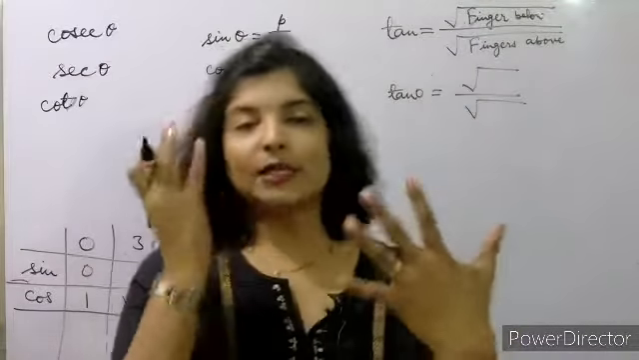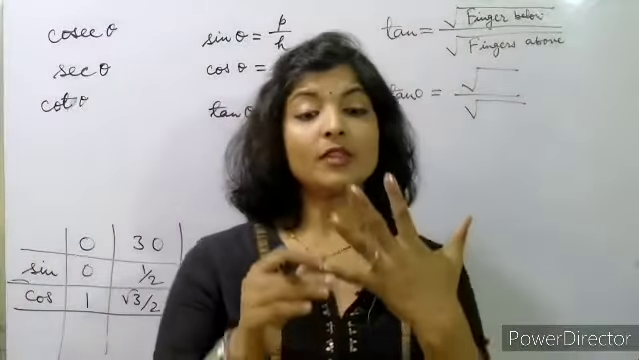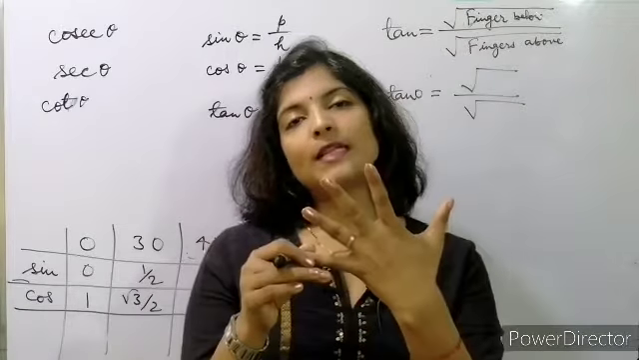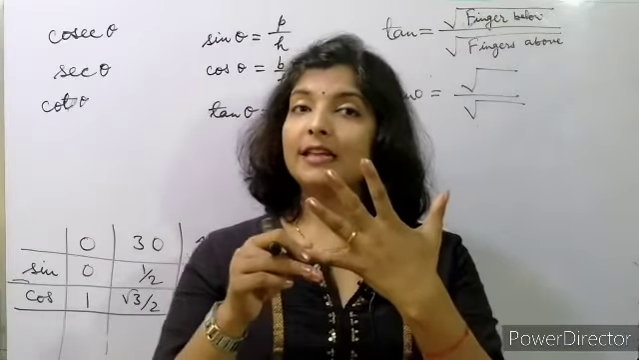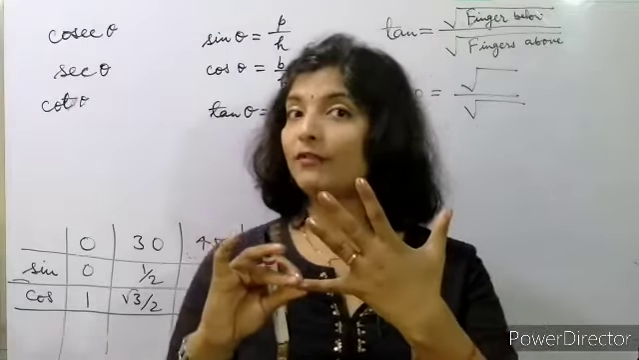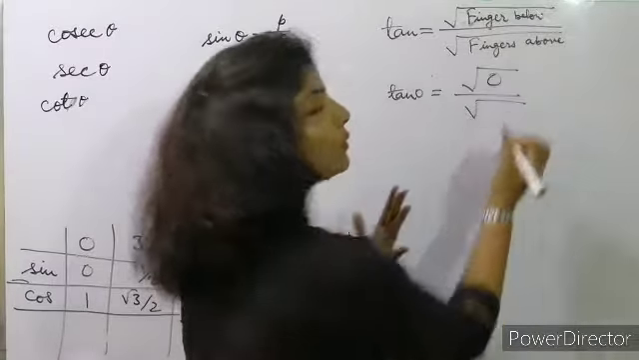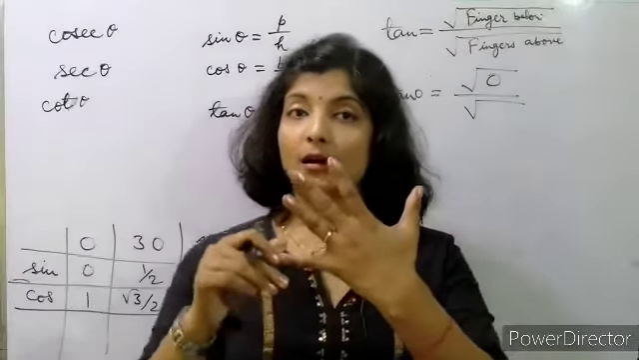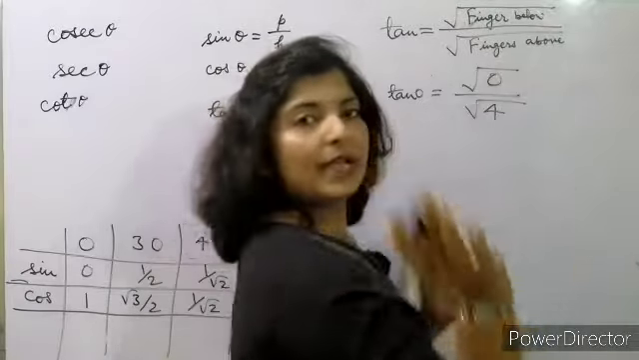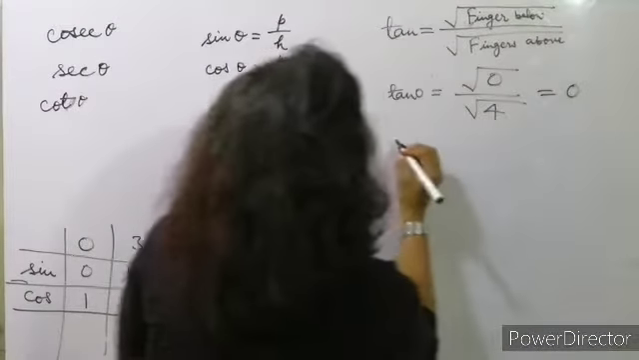Okay, so tan 0 ke liye we'll see. 0, 0, 30, 45, 60, 90. So this one is 0. How many fingers are there below this? This one? 0 fingers are there. So we'll write here 0. And how many fingers are there above this? 1, 2, 3, 4. So we'll write here 4. So 0 upon anything will be 0.